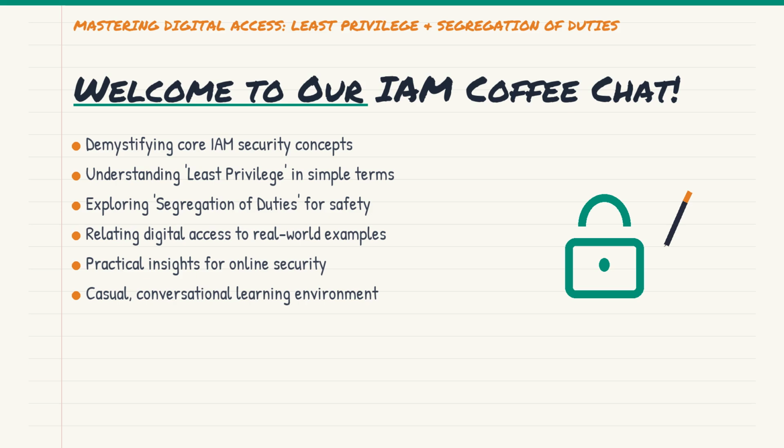Ever wondered how companies decide who gets to see what, or why your boss can't approve their own expense reports? We are going to demystify all that in plain, everyday language, just like we are chatting over coffee. These concepts might sound a bit techy, but trust me, they're super logical and crucial for keeping things safe online. So, let's dive in and make some sense of it all.